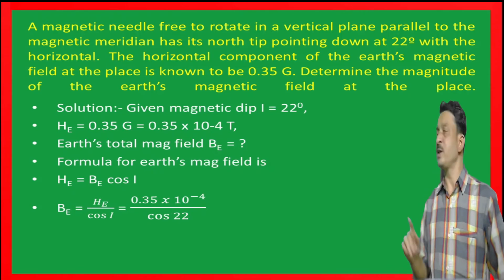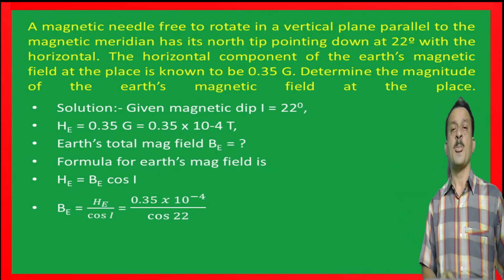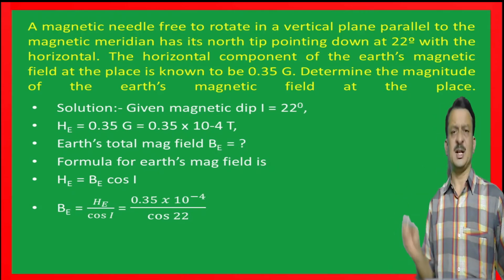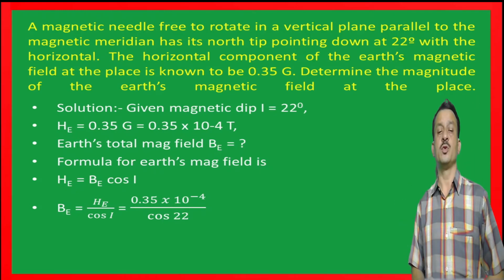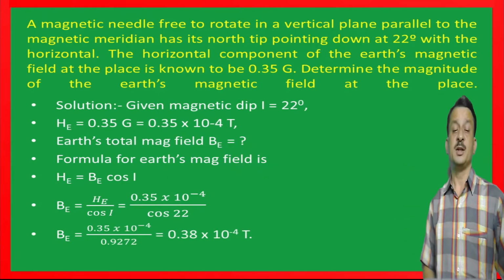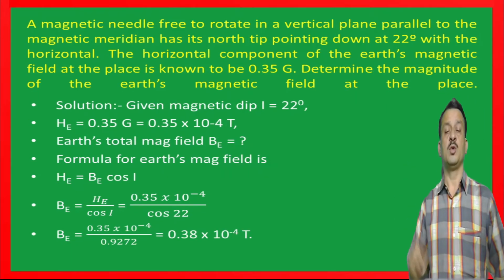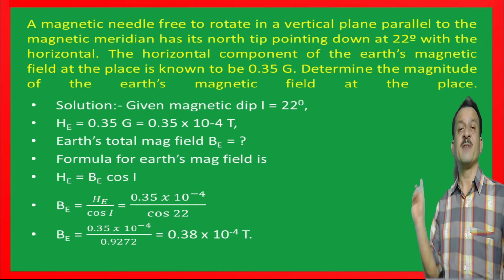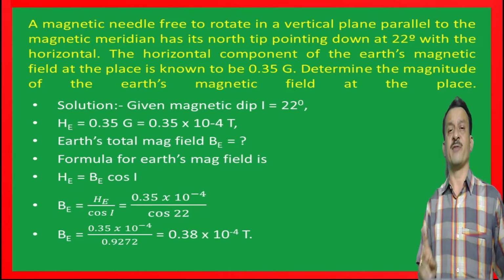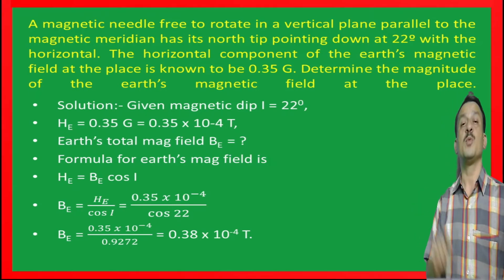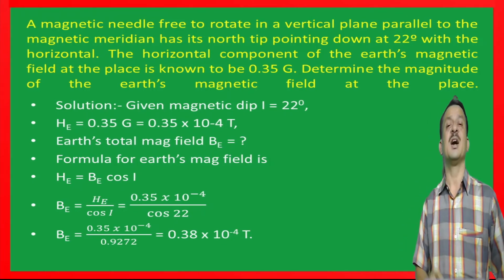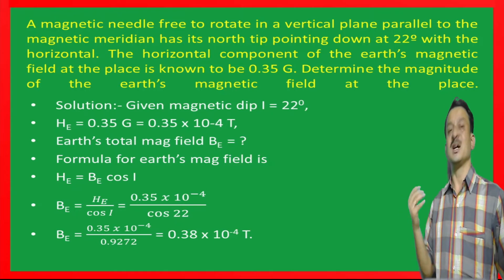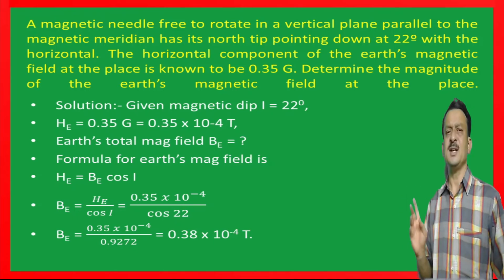Now He is 0.35 into 10 to the power of minus 4 Tesla divided by cos 22. If you work out cos 22, I will get 0.9272. Now after simplification, the Earth's total magnetic field B is equal to 0.38 into 10 to the power of minus 4 Tesla, or 0.38 Gauss, you can say. Clear? Simple problem. Next problem.